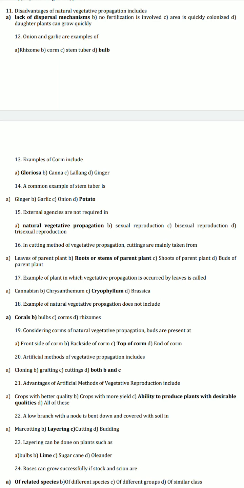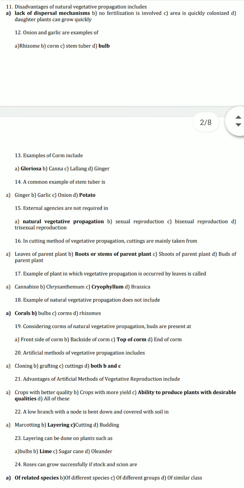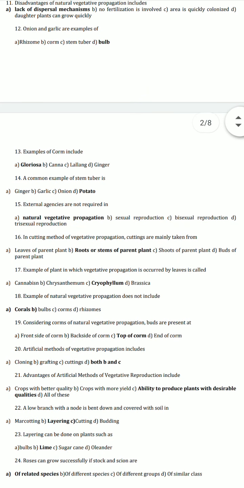Artificial methods of vegetative propagation include cloning, grafting and cuttings. Vegetative propagation by artificial means is grafting and cuttings. Advantages of artificial methods of vegetative propagation include the ability to produce plants with desirable qualities.